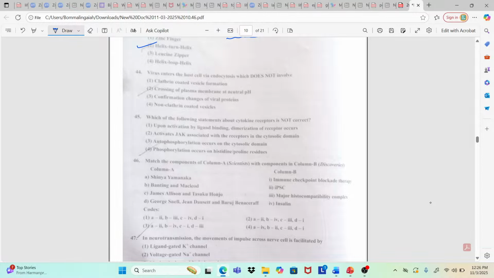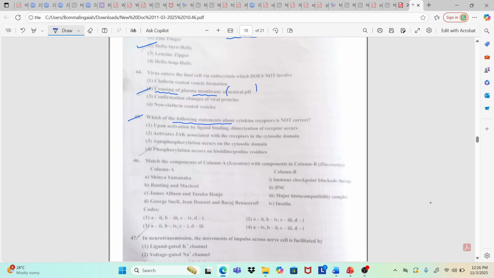Yes. Viruses enter the host cell via endocytosis, which does not involve, which one does not involve. The correct option 2 is the correct option. That means crossing of plasma membrane at neutral pH. Correct option. Next, question number 45.